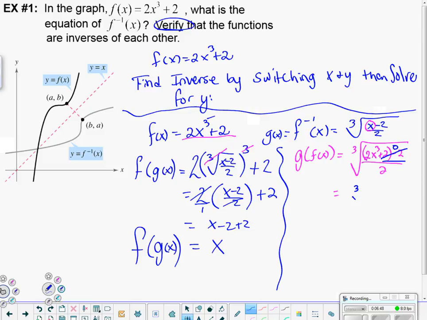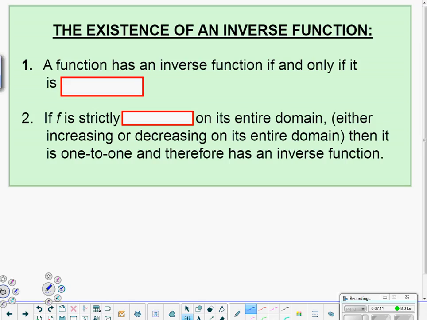And that leaves me a cube root of 2x cubed divided by 2, cancel our 2's, and we get the cube root of x cubed, simply would be x. Hey, this one works out as well. So we've just verified both ways. G of f of x and f of g of x both end up being the value of x. Therefore, they are inverses. A function has an inverse function if and only if it is 1-to-1.